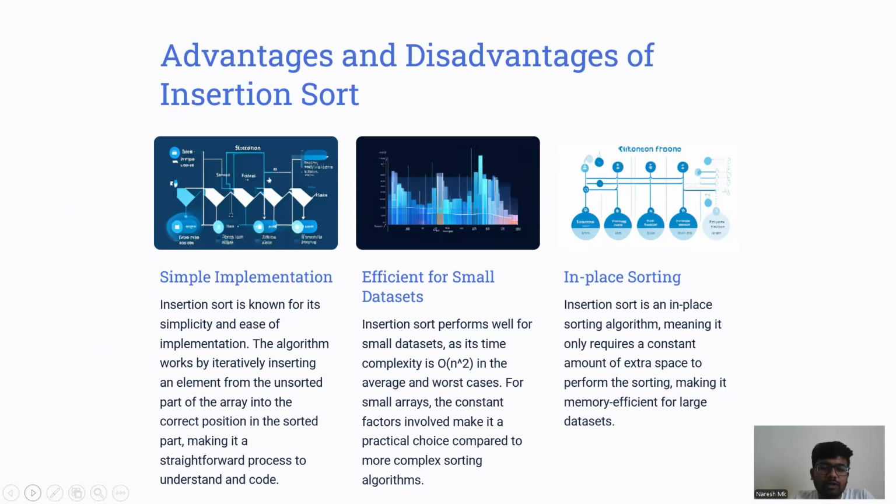Second one, efficient for small data sets. Insertion sort performs well for small data sets. Its time complexity is O(n square) in the average and worst cases. For small arrays, the constant factors involved make it a practical choice compared to more complex sorting algorithms. Third, in place sorting. Insertion sort is an in place sorting algorithm, meaning it only requires a constant amount of extra space to perform the sorting, making it memory efficient for large data sets.